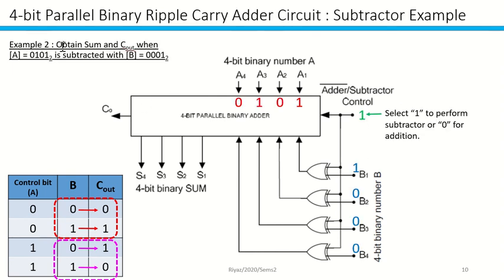So for example 2, obtain the sum and Cout when A equals 0, 1, 0, 1 is subtracted with B, 0, 0, 0, 1. So 0, 1, 0, 1 is minus 0, 0, 0, 1. So how are we going to do this? Let's put 0, 1, 0, 1, so you have an MSB on the left. So 0, 1, 0, 1 and B, 0, 0, 0, 1.